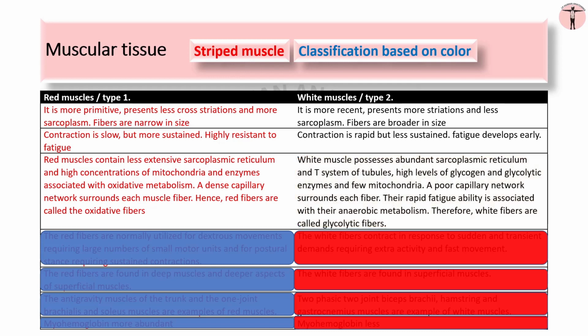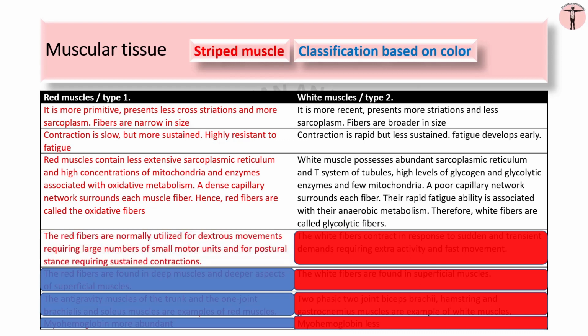White muscle possesses abundant sarcoplasmic reticulum and T system of tubules, high levels of glycogen and glycolytic enzymes, and few mitochondria. A poor capillary network surrounds each fiber. Their rapid fatigability is associated with their anaerobic metabolism. Therefore, white fibers are called glycolytic fibers.